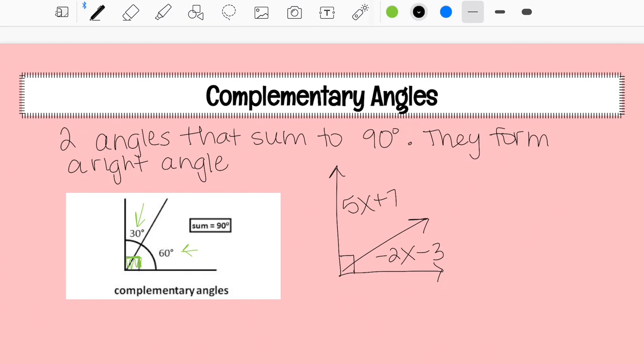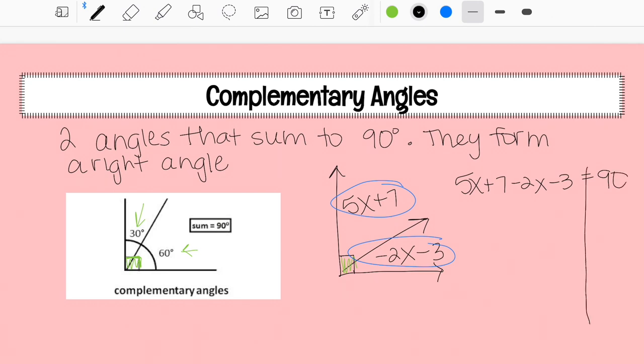And so notice, because I know they form this right angle right here, I can take my first expression and my second expression, and I can combine them to equal 90. So I'll have 5x plus 7, and then a negative 2x minus 3, and that will equal 90.